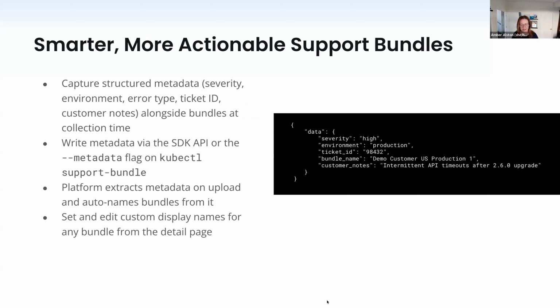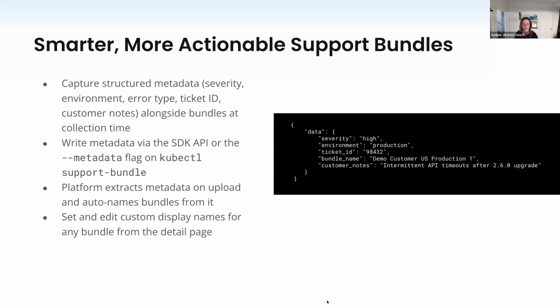The first piece of this is the ability to do metadata enrichment around the bundle. So using the replicated SDK API, your application can actually now write structured content alongside the support bundle at collection time. That can include things like severity, environment, error type, ticket ID, customer notes, really any key value pair is supported. The way this works today is very similar to how you're able to post custom metrics and collect those. And you do that by posting them to the SDK. So similar post and patch method.